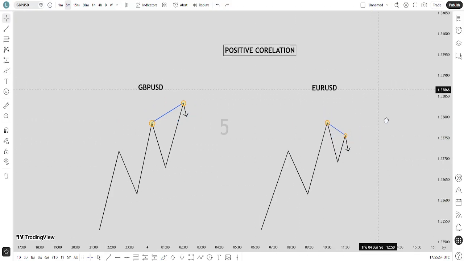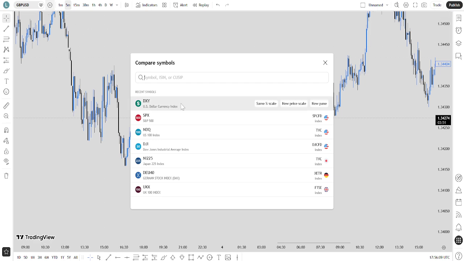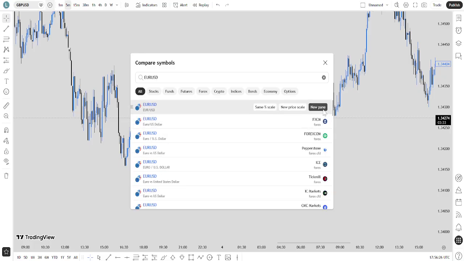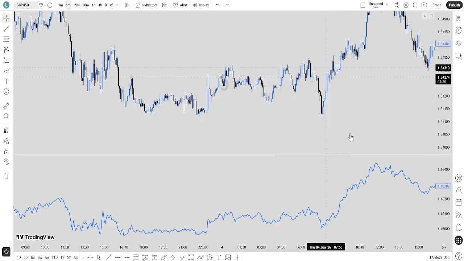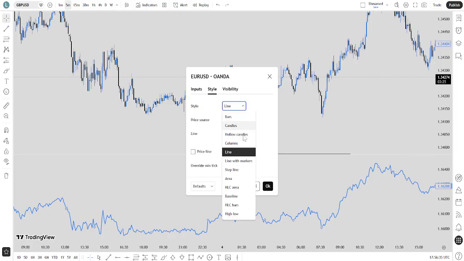Okay, let's see the example of this in the chart. To see the example of the SMT in the chart, you can use TradingView, and you can see this plus icon on the top left corner. You can click on it, and you can search here. I have opened the pound USD chart, and now I want to open a euro USD chart in the next pane. Okay, euro USD. So we can add it in the new pane. After adding it into the new pane, you will see these lines. Double click on it, and in style you can choose the candlesticks.